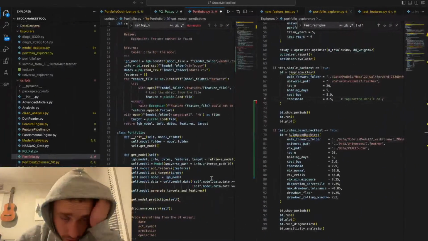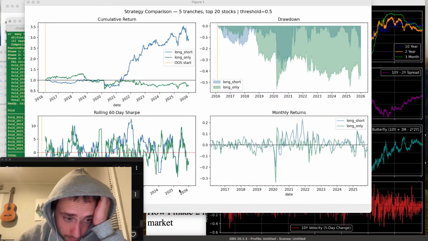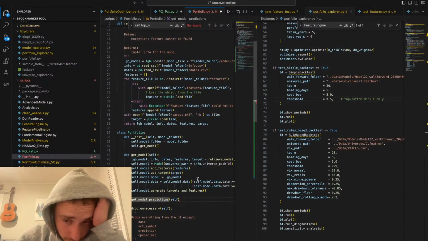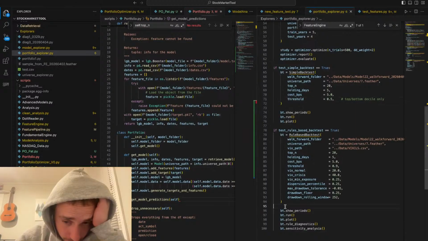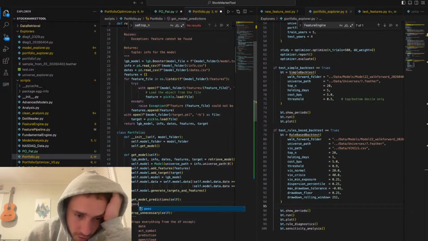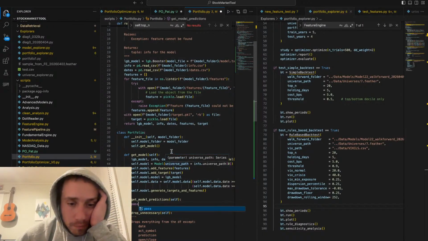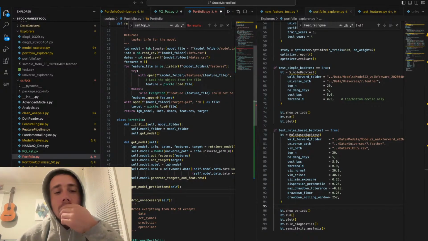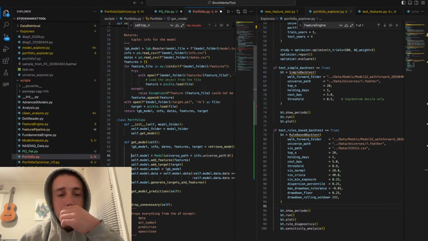Okay, so that makes sense. If I'm normalizing, this is a long short strategy, so I'm not going to worry about that. Optimizing the long only strategy. So now you have model. So you want to save the LGB model.